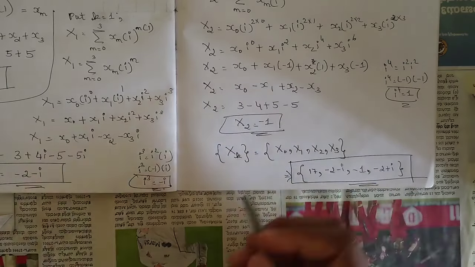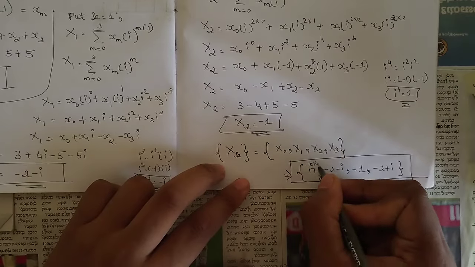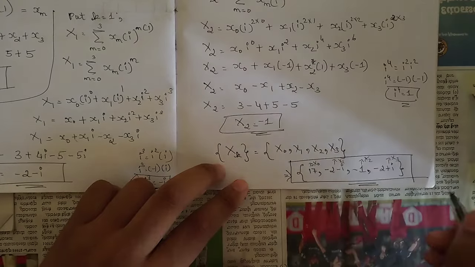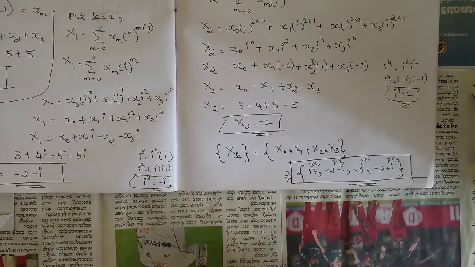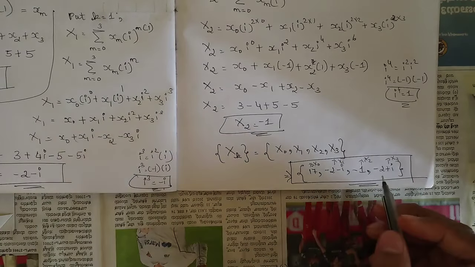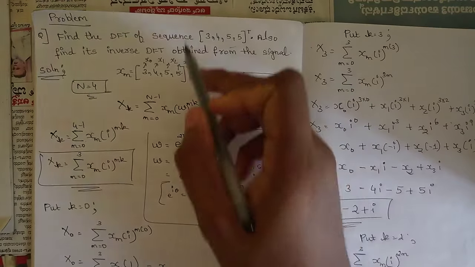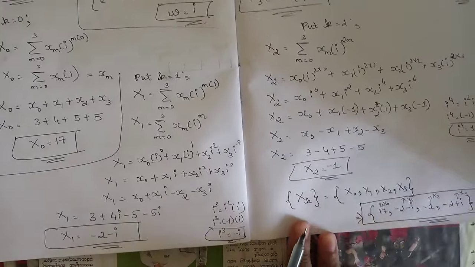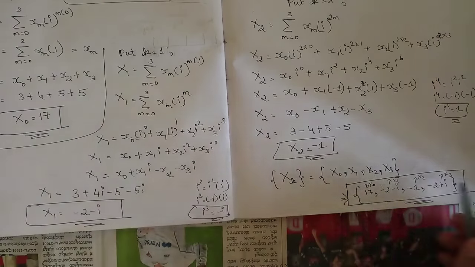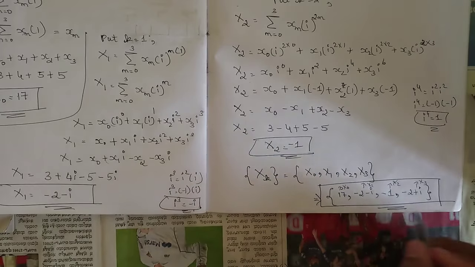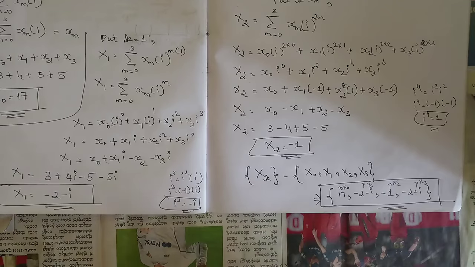So this is your required discrete Fourier transform sequence, where this corresponds to x0, this is x1, this is x2 and this is x3. Using this, we now need to find the inverse discrete Fourier transform. We should remember that after doing the inverse discrete Fourier transform, the answer should be the same as the given question, that is 3, 4, 5, 5. So the inverse of this Fourier transform should give that answer only. Now using this sequence we need to apply the inverse discrete Fourier transform.